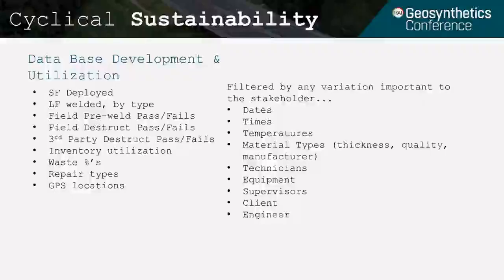Finally, by making geosynthetic installations more user-friendly and efficient, we have organically developed a database of abundant information we can now leverage for cyclical sustainability within the industry. Pass-fail rates, inventory and waste utilization, repair quantities by type, and GPS locations for all system attributes are all indicators of a geosynthetic venture's success. Depending on who is needing to perform the analytics for any use, these indicators can then be broken down by date, time, temperature, material, personnel, equipment, engineer, job site, and more.